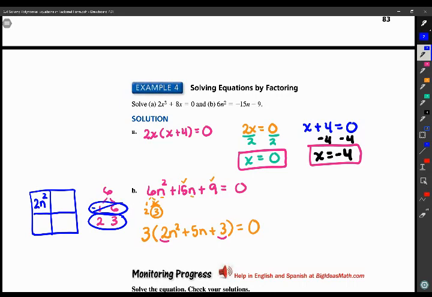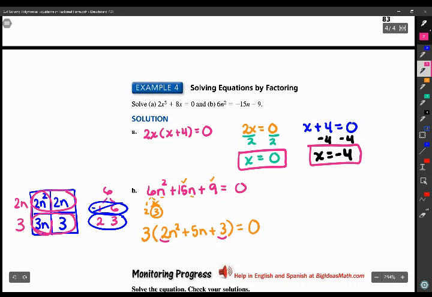And our last term is 3. And the pair that we pick is 2n and 3n. And then we're taking out greatest common factor. So the greatest common factor of the first row is 2n. Greatest common factor of my last row is 3. Greatest common factor of my first column is n. Greatest common factor of my last column is 1.